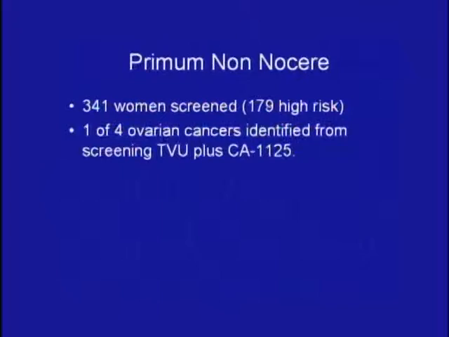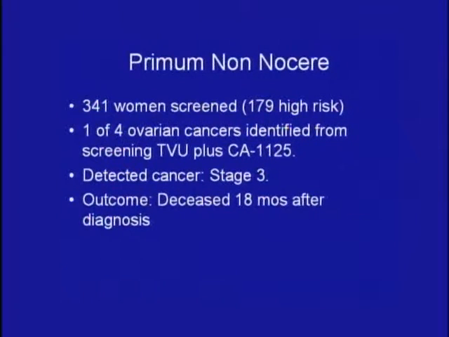So just to briefly review some of what they found. In this study, they screened 341 women. 179 of them were deemed to be at high risk of ovarian cancer. They could have family history, things like that. Out of these 341 women, 4 ultimately were found to have ovarian cancer, but only 1 of them was identified in the screening process. The person who had their cancer detected through screening already had advanced cancer. It was not captured at an early stage.